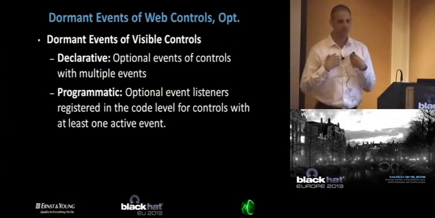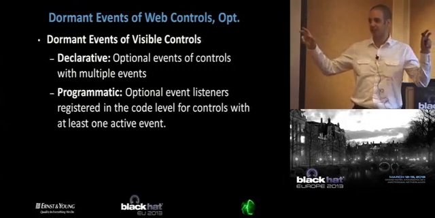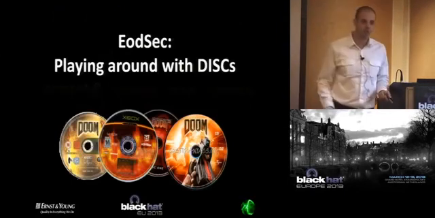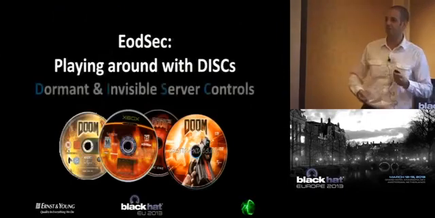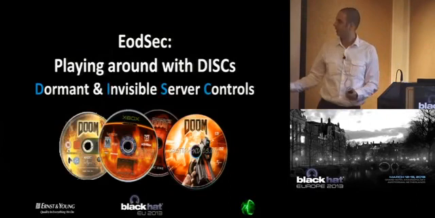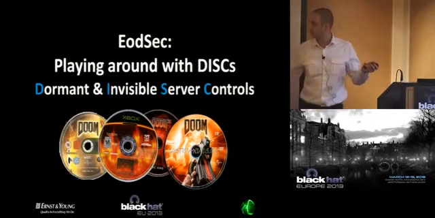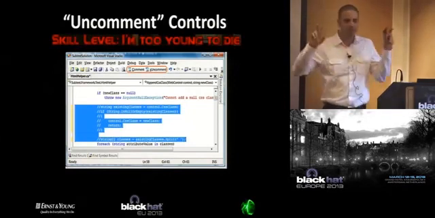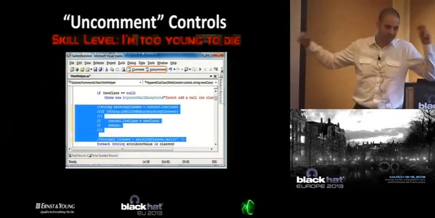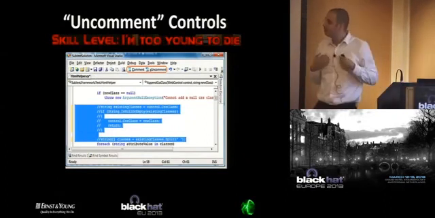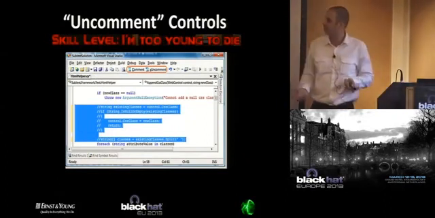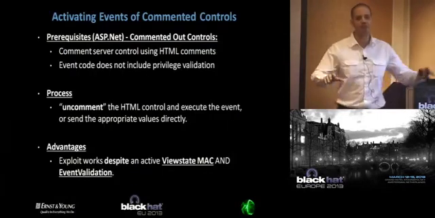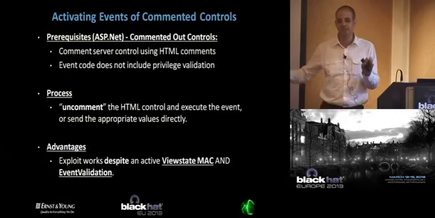So, in general, to abuse this functionality, to execute auth-sec attacks, we generally play around with these, okay? We play around with the various features of dormant and invisible server controls. And the simplest method to begin with is, of course, uncommenting them. The first type of invisible control was a commented out control. And that's not really invisible. And the simplest thing you can do to crack it is simply to uncomment it. Now that attack will work regardless of the view state MAC and regardless of the event validation mechanism.